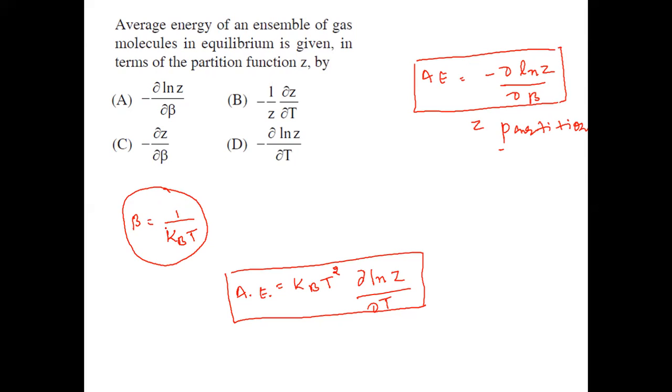The other form of the average energy is equal to kB T squared into ∂ln Z by ∂T, where kB is the Boltzmann constant. So this is the other form of writing the average energy in terms of the partition function. These two equations can be used for writing the average energy in terms of the partition function. So in this case, the matching answer is ∂ln Z by ∂β.